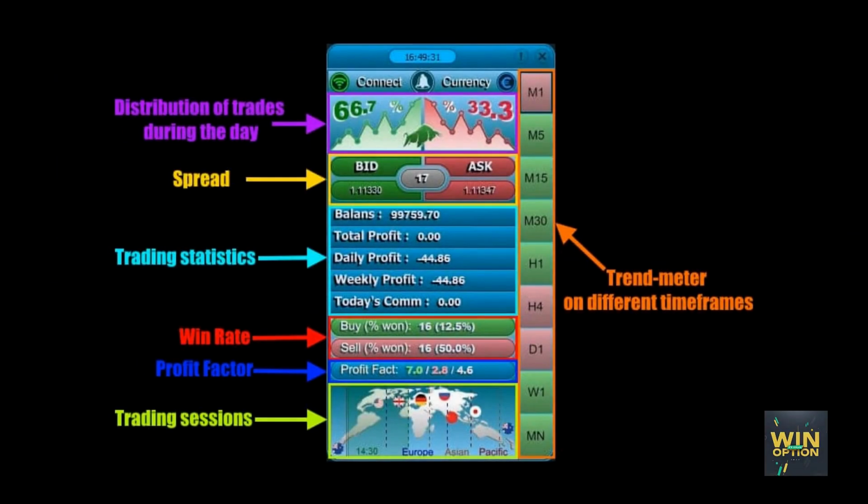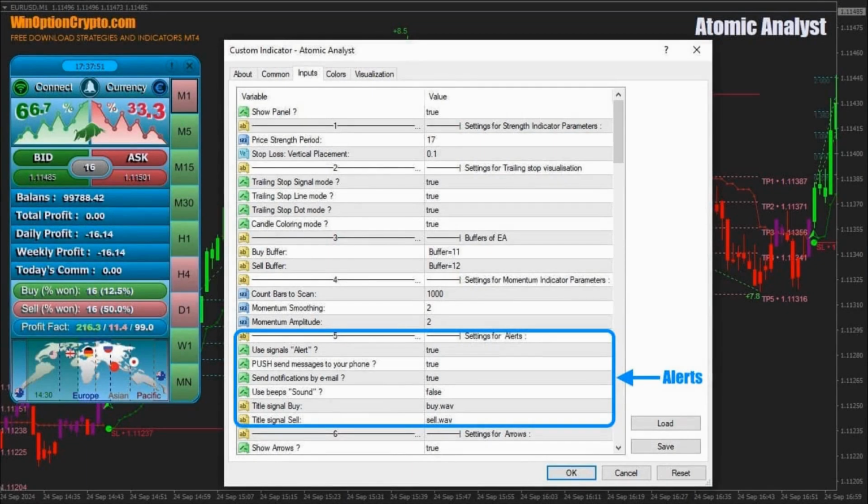The main element of the Atomic Analyst indicator is its information panel. With its help, the trader sees the distribution of transactions by trading direction for the day, the current spread, trading statistics for his account, the percentage of profitable transactions separately for purchases and sales, the total profit factor for trading signals for the day, as well as separately for purchases and sales. In addition, the panel displays the current trading session and a trend meter, confirming the presence of a trend on various time frames. Due to its multifunctionality, this indicator has many settings.